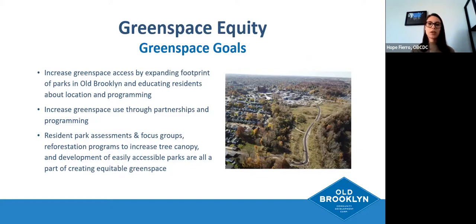And we need their input and their expertise to do the work that we do, because they're the ones who actually have been living here and experiencing daily life in Old Brooklyn. So we need to make sure that we include them every step of the way.